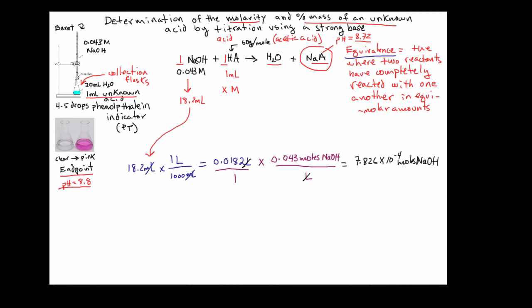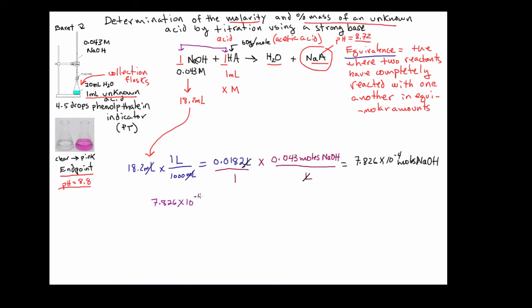Now, you need to go back to the balanced equation and recognize that the coefficients for this reaction are 1 to 1. So that means we've actually already found the moles of the acid.